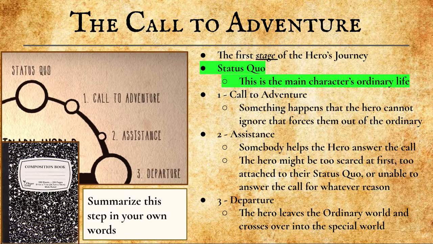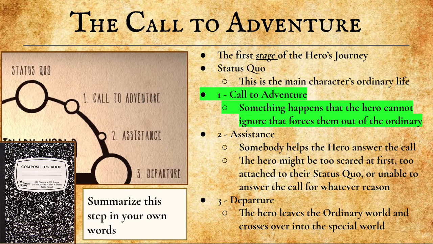All right? Next, we're going to talk about the call to adventure, which is when something happens that the hero absolutely cannot ignore. It forces them outside of their ordinary life to do something a little bit different and often calls them to go on a larger adventure. Summarize this step in your own words.